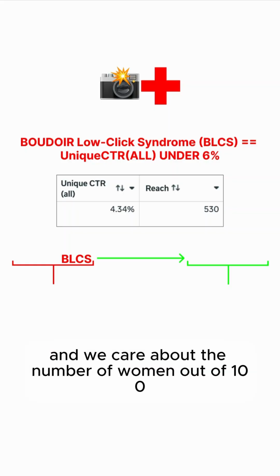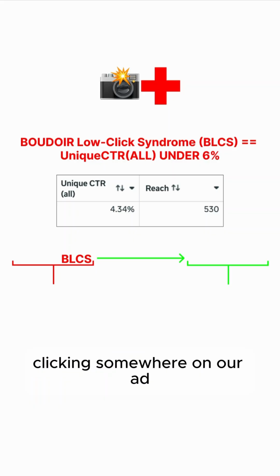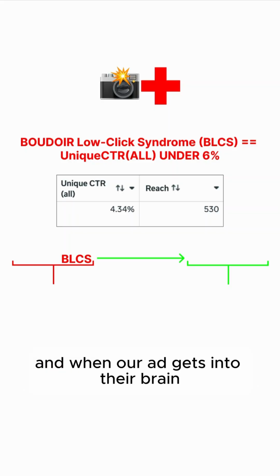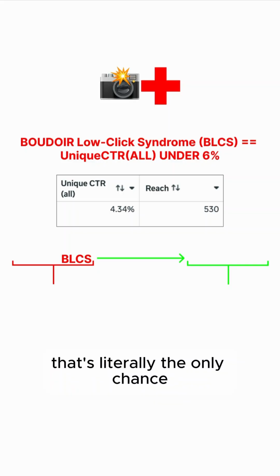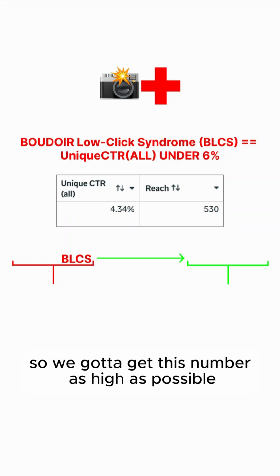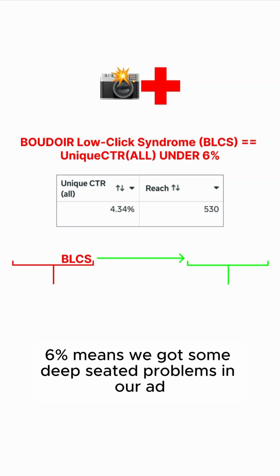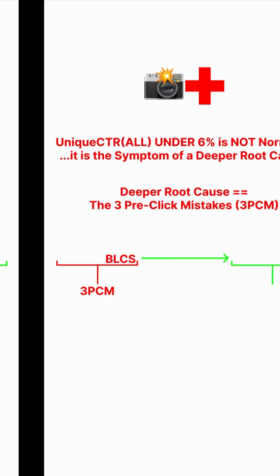And we care about the number of women out of 100 clicking somewhere on our ad because then we know our ad got into their brain. And when our ad gets into their brain, that's literally the only chance we have at them buying from us. So we've got to get this number as high as possible, definitely above 6%, because under 6% means we've got some deep-seated problems in our ad.